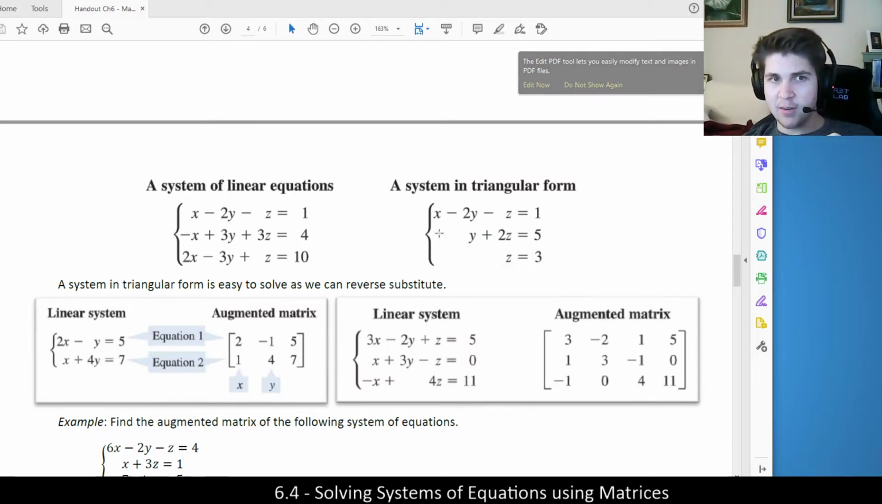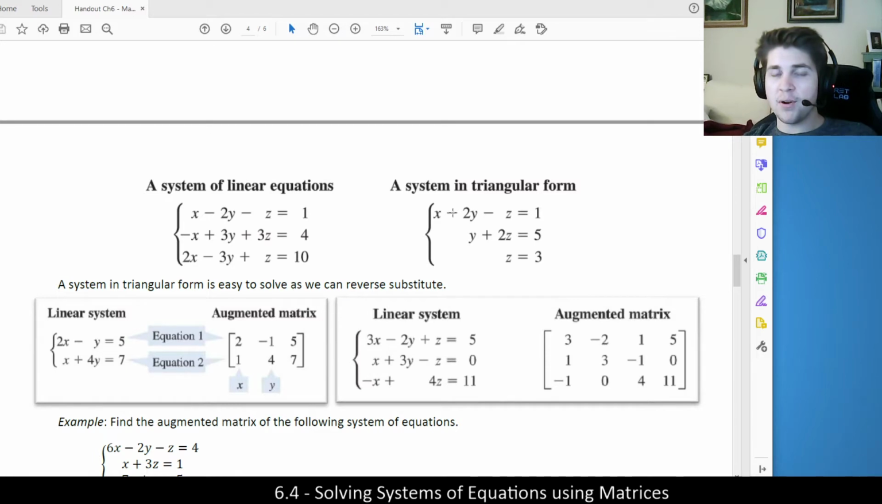I can't make a triangle here, but you can imagine that there's this triangle of zeros and a triangle of numbers, which is upper triangular form, versus lower triangular form, which would have all of these up here be zeros. Technically either one is useful, but with augmented systems, you always want upper triangular form. Anyways, why is this useful?